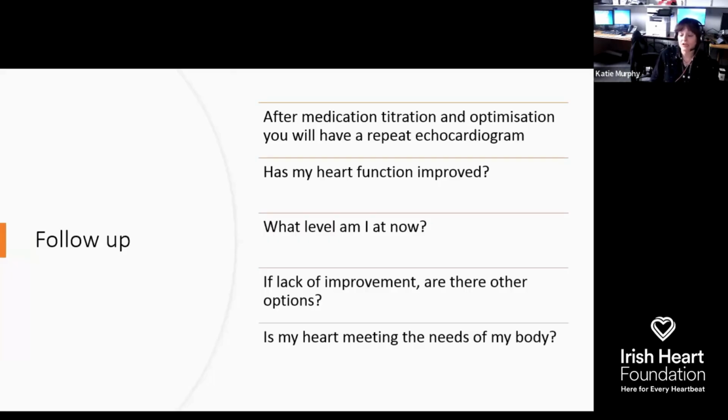So, for example, sometimes we increase the medicines as much as possible, and then we consider that specialized pacemaker, or we might consider the mitral clip. So there's other things that can be tried if the initial steps haven't worked. And then the last thing to say is, even if you have reduced heart function, there are plenty of people who are living with reduced heart function, who are living really excellent quality lives. And so your heart might not be perfect, but is it good enough for you? Is it meeting the needs of your body? And so that may be the case for you.